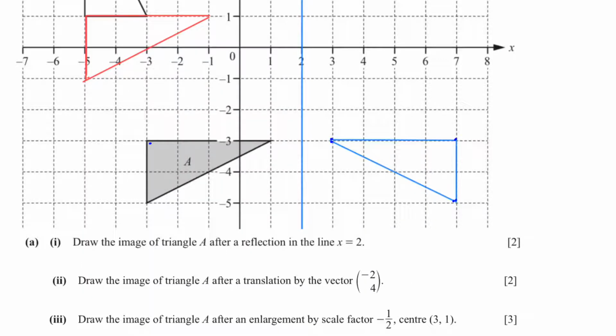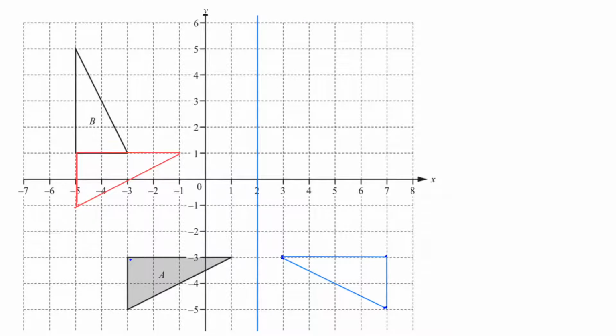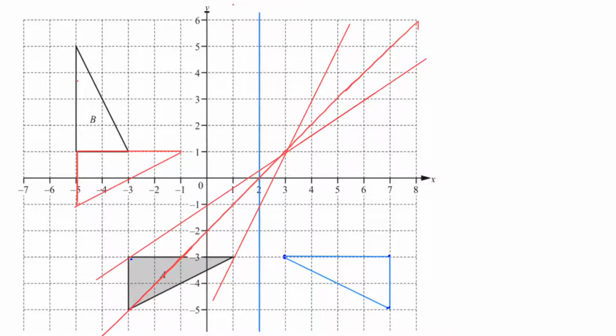In A3, draw the image of triangle A after an enlargement by scale factor -half, center 3, 1. So this is your center 3, 1, and we have to join these 3 points to this point here. This is how you join the points of the triangle with the point given to us as the center. The scale factor is -half. So let's count the number of squares to that center. 1, 2, 3, 4, 5, 6. And 6 multiplied by half is 3. So 1, 2, and 3. This is your new point here.